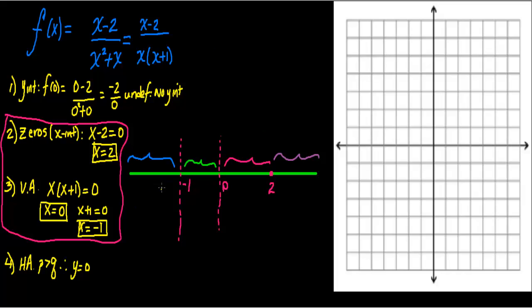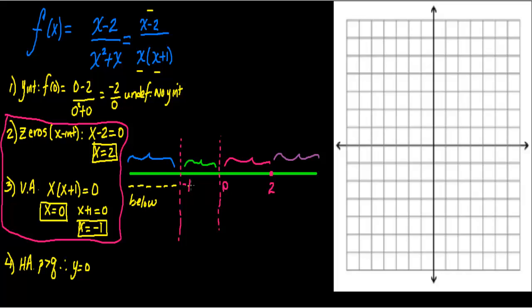Okay, so let's test in the different intervals. I'm going to choose a number that's less than negative 1. I'm going to choose negative 2. I'm going to plug it in here. Negative 2 minus 2, that'll give me a negative result. This x outside the parentheses will give me a negative 2, so this would be a negative number. And negative 2 plus 1 will also give me a negative number. Negative times negative is positive. And negative divided by positive, that's negative. So I will be below the x-axis in this region.